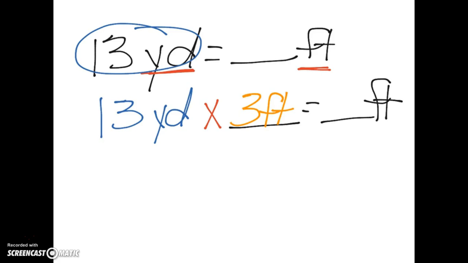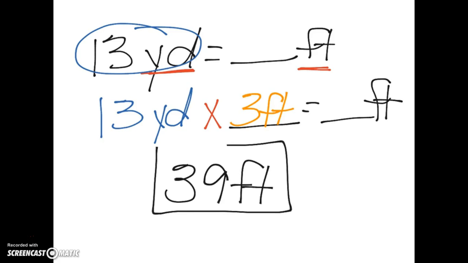Okay. When we multiply these, 13 times 3 is 39, and so we know that there are 39 feet in 13 yards. So that would be our answer.